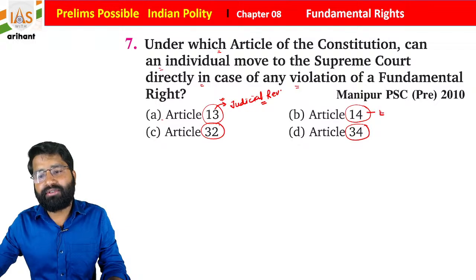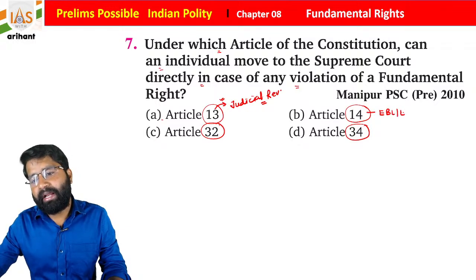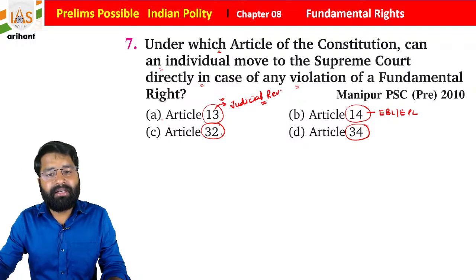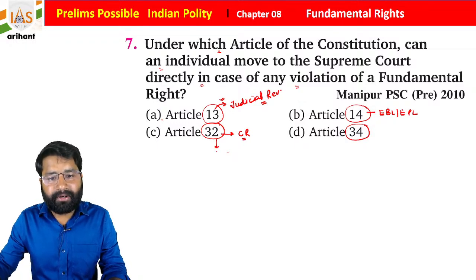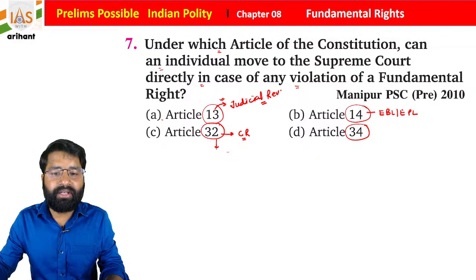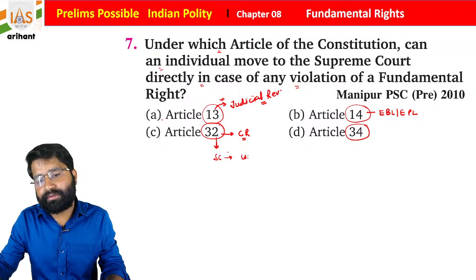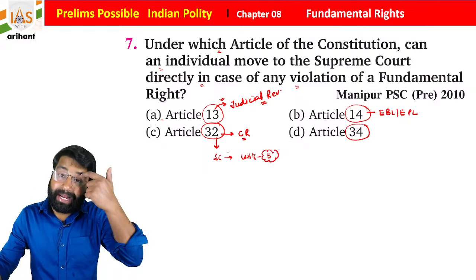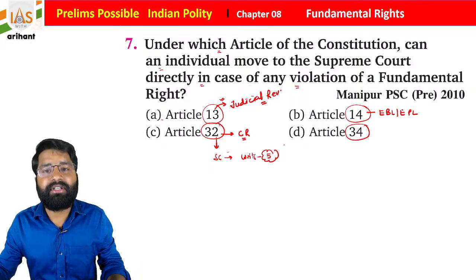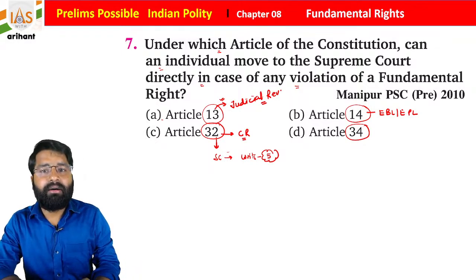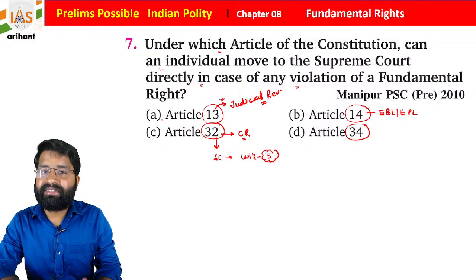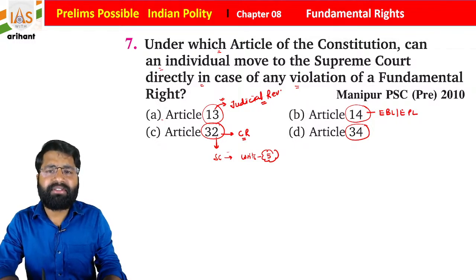Article 14, as you know, is equality before law and equal protection of law. Article 32 is basically for constitutional remedies, and in that case, students, if someone's fundamental right is violated, then by Article 32 the Supreme Court can issue writs. How many types of writs are there? Five types of writs. And then we have Article 34, which is mentioning martial areas. Okay, so we'll discuss that too.